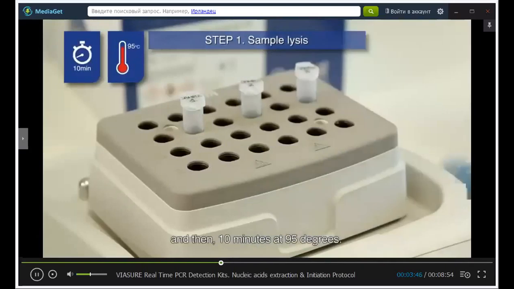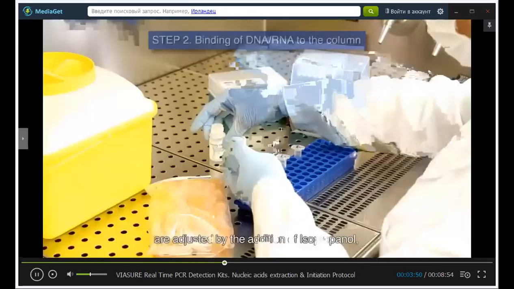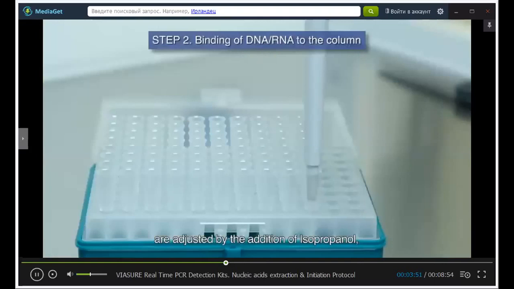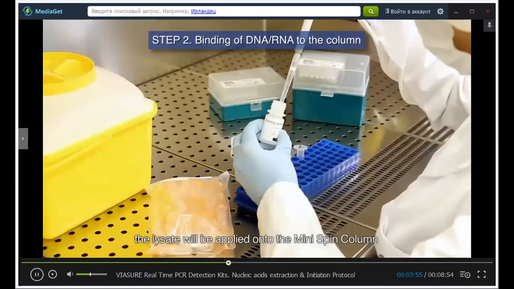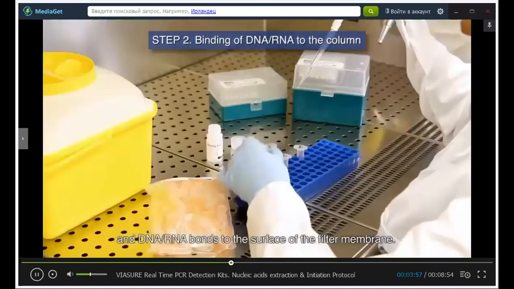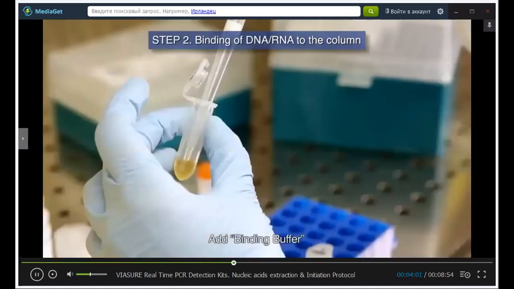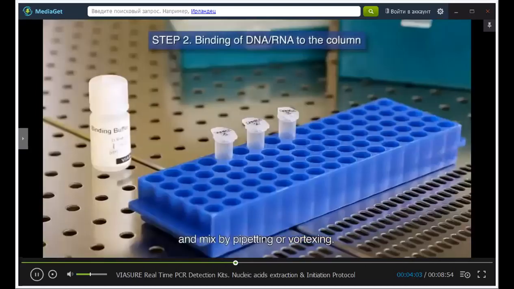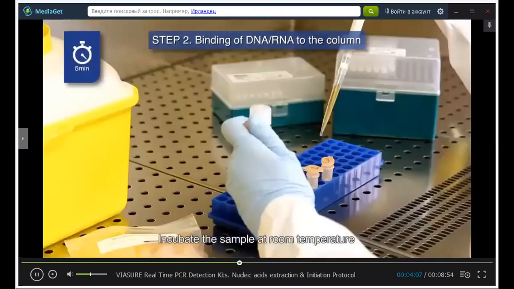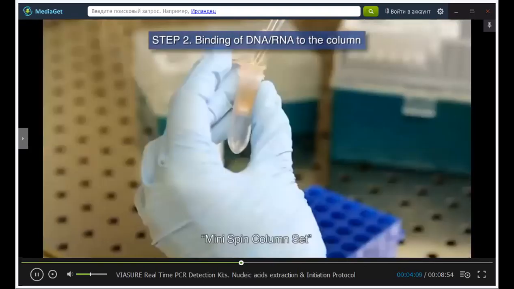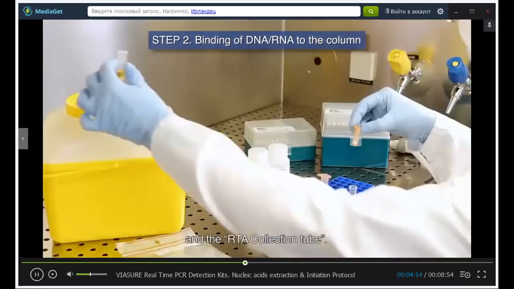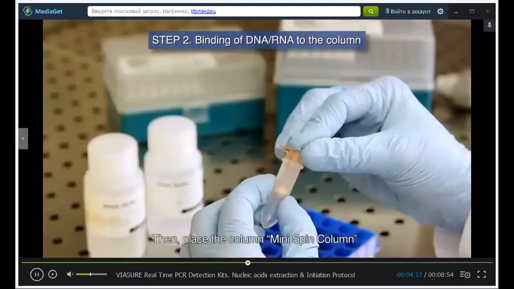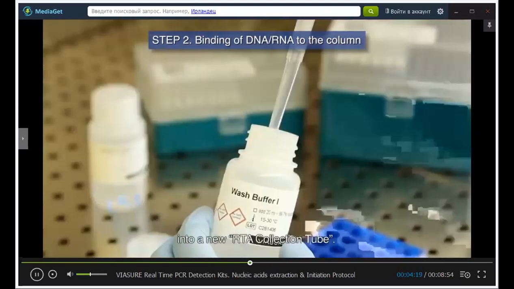After optimal binding conditions are adjusted by the addition of isopropanol, the lysate will be applied onto the mini-spin column and DNA-RNA binds to the surface of the filter membrane. Add binding buffer and mix by pipetting or vortexing. Incubate the sample at room temperature and transfer the lysate onto the mini-spin column set. Centrifuge and discard both the filtrate and the collection tube. Then place the mini-spin column into a new collection tube.